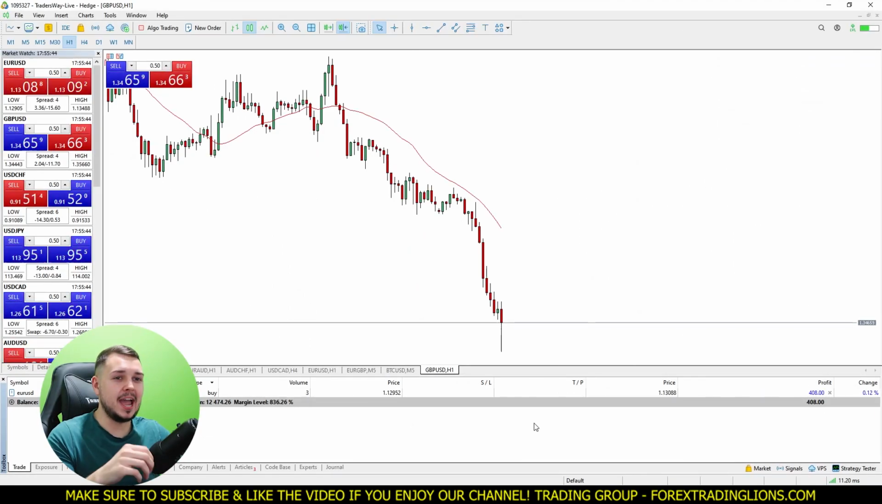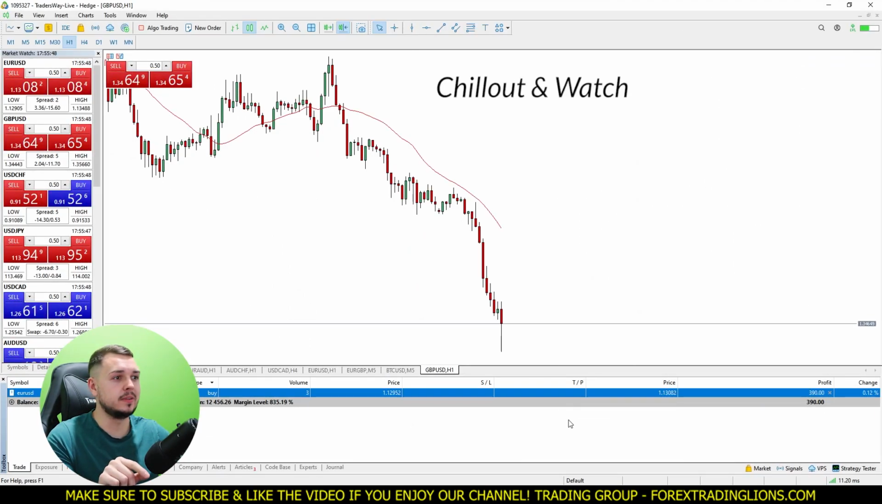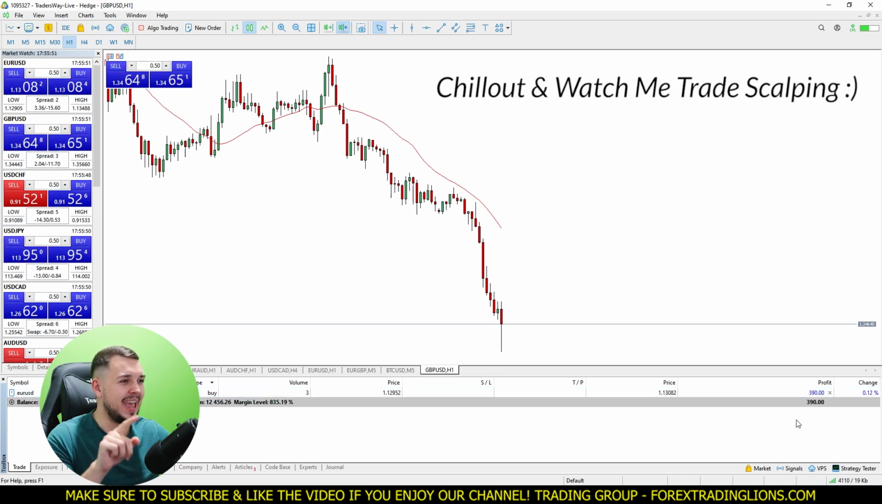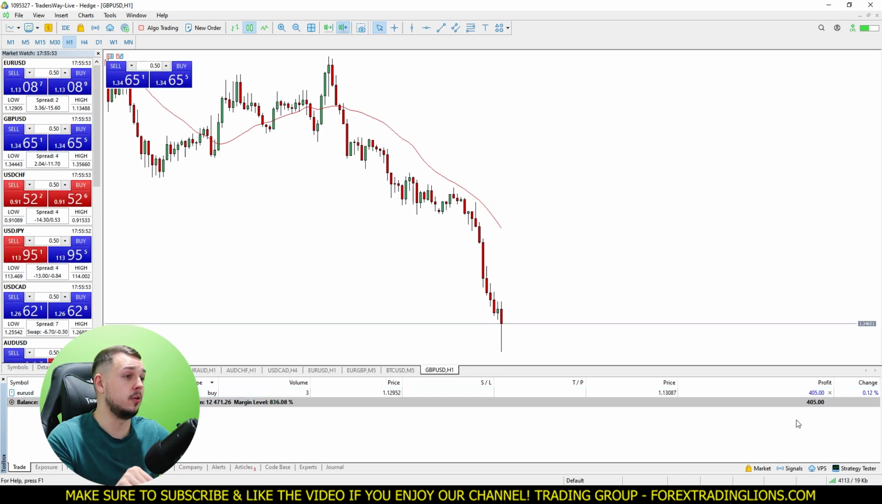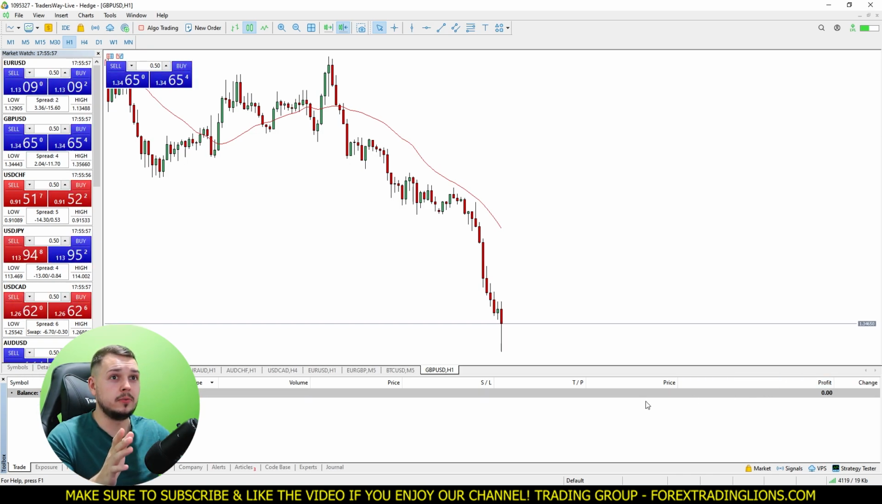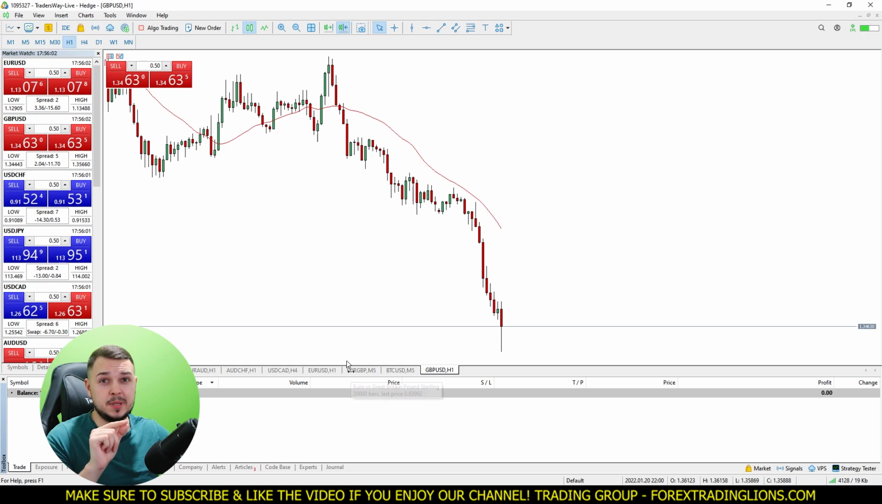You won't believe it, but I actually forgot to press record. I just placed this trade on Euro USD, and as you can see, $387 in profit, which is pretty damn good. What we're gonna do is just close it off, and now I'm currently looking at GBP USD.